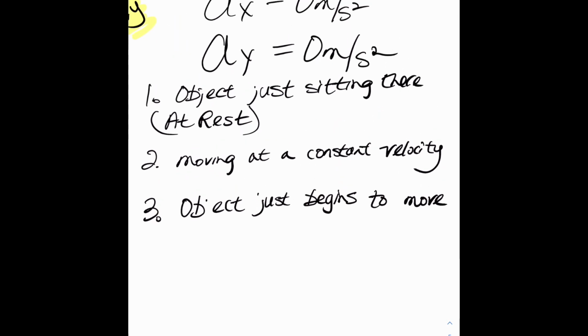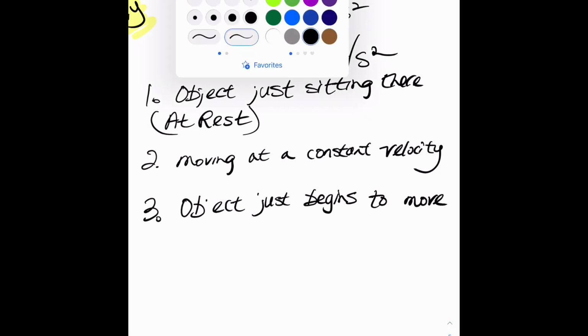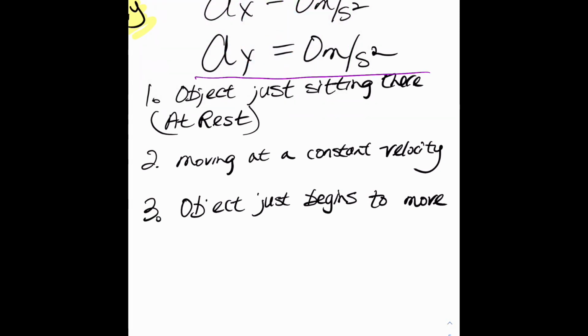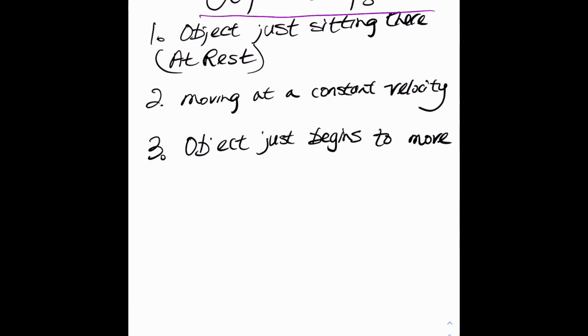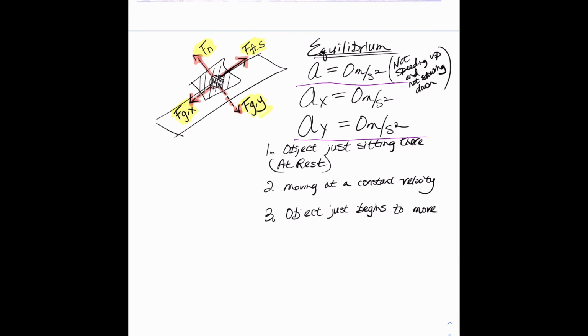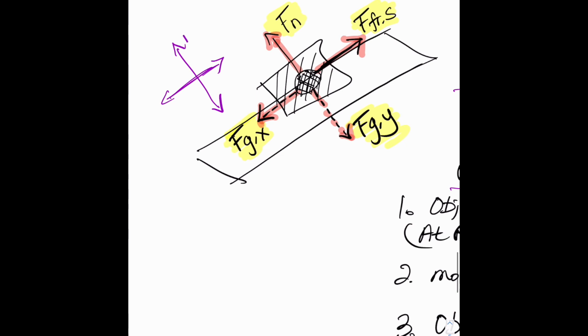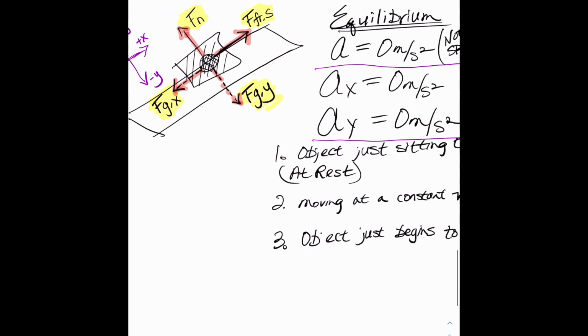All right, so which one are we dealing with in this problem? We are actually dealing with an object just resting or sitting there at rest. So we're dealing with situation 1 here. So we know that the acceleration is equal to 0 in the x direction, this way, and in the y direction, this way. So in both of these new tilted directions, there is no acceleration in this problem.